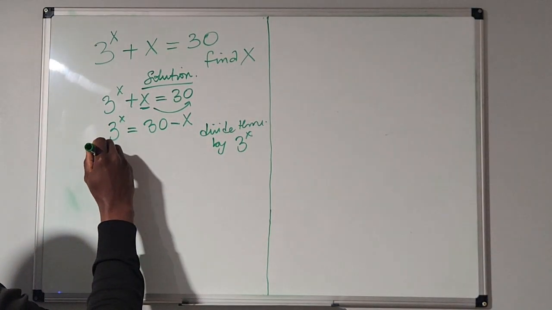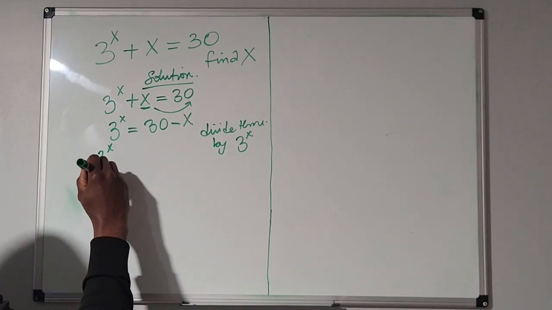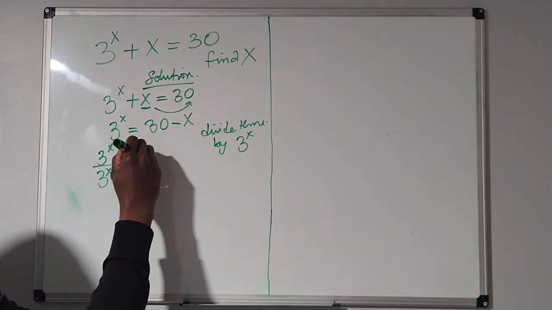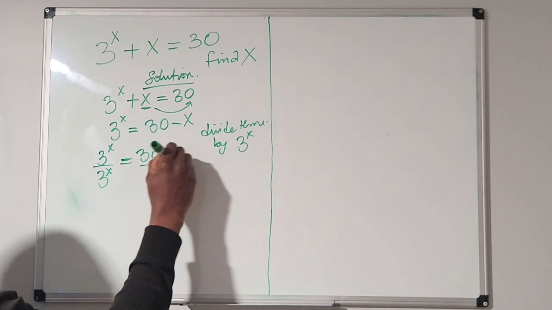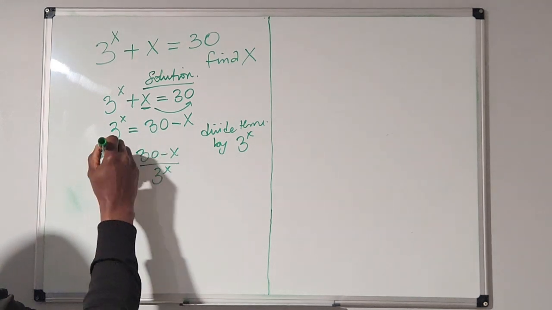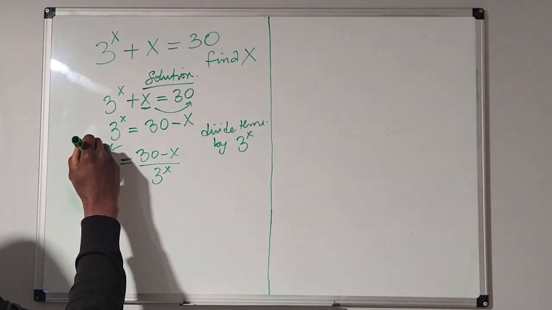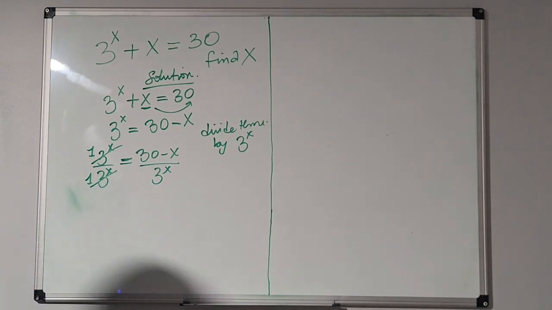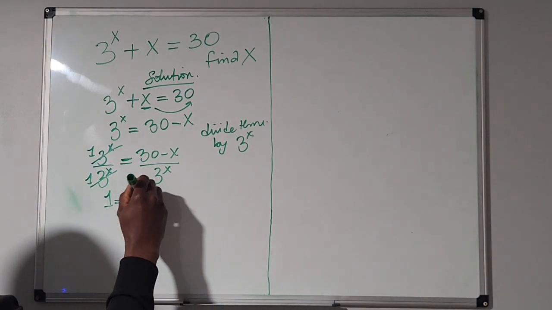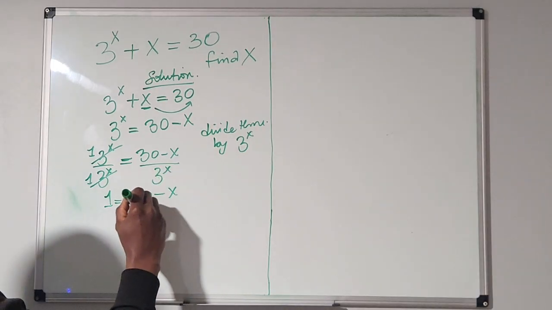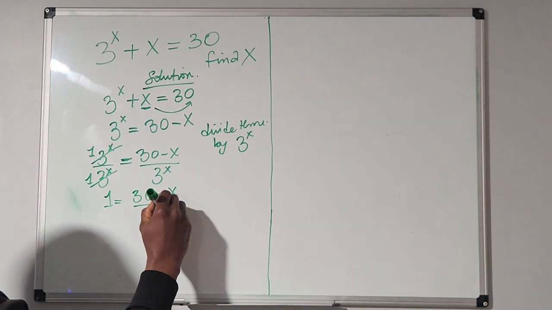So we have 3 raised to power x equals 30 minus x divided by 3 raised to power x. That cancels out. So now we have 1 is equal to 30 minus x divided by 3 raised to power x.